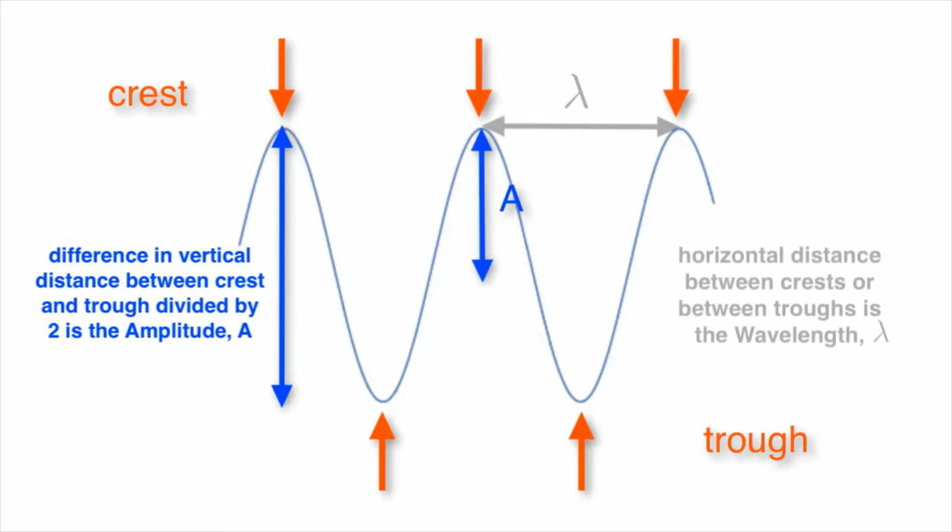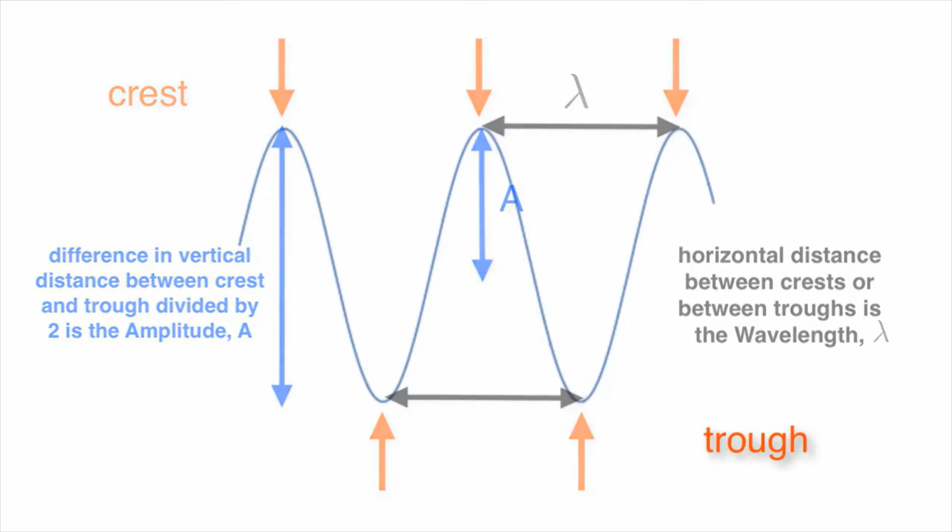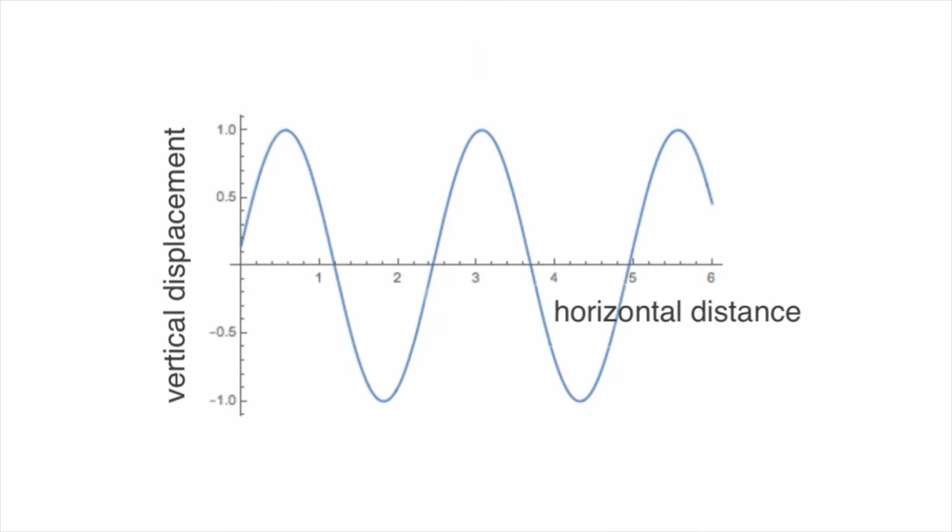capital A. The wavelength is the distance from crest to crest, or between trough to trough, and it's almost always denoted by the Greek letter lambda. This snapshot is also a graph of the displacement or position of the surface as a function of distance. The displacement of the crest is the maximum in the surface displacement. The displacement of the trough is the minimum in the surface displacement of the wave.